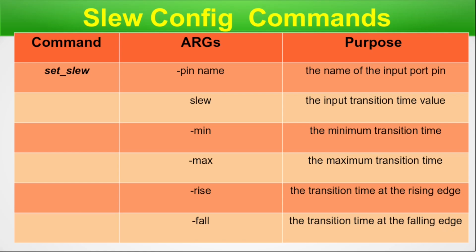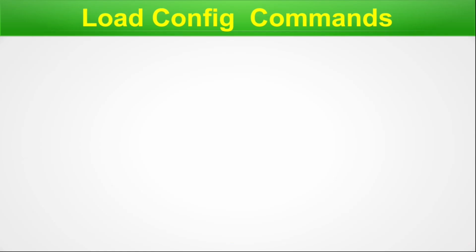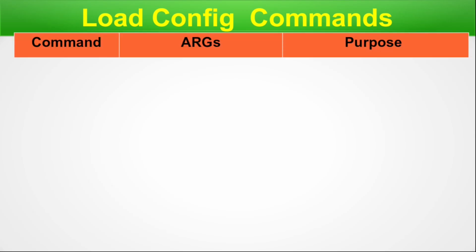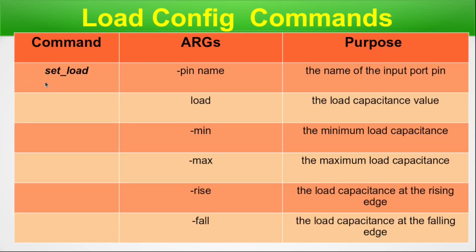So we are done with this particular slide. So let's move on. Load config command. We can play with the load values with this particular command. This is how we do it. Here is my mouse pointer. This is the command set load. This column gives all the arguments. These are the purposes. So pin name, the name of the input pin.